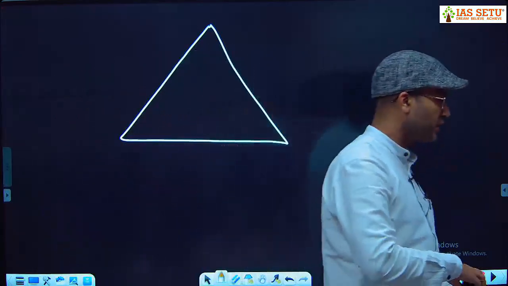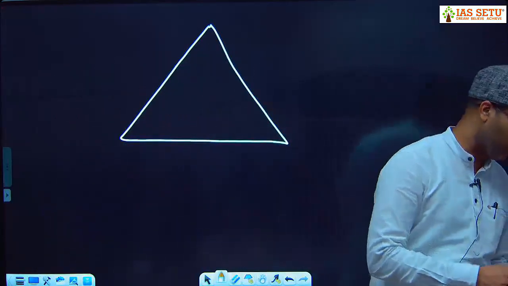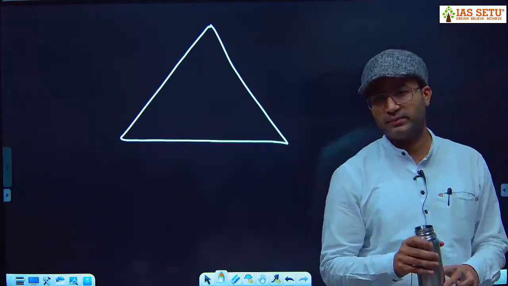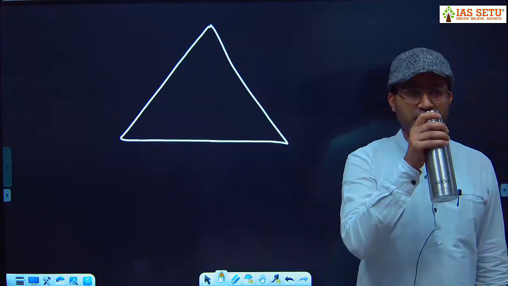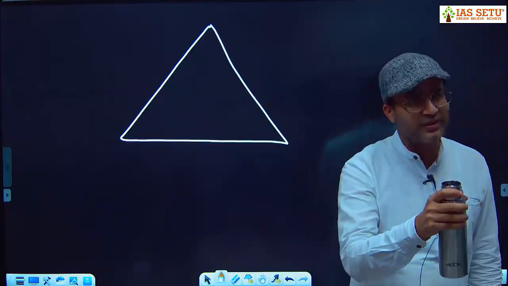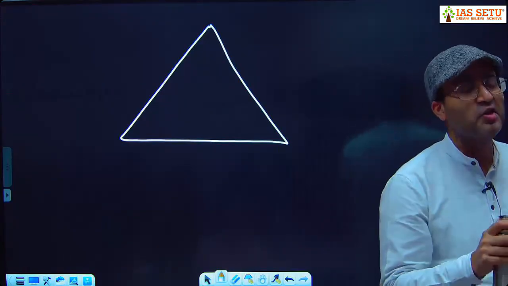ठीक है, किसी ने गलती से पढ़ा होगा loamy soil. How many of you have done that mistake? अरे पढ़ा है ना, loamy soil पढ़ा है ना. What is loamy soil?